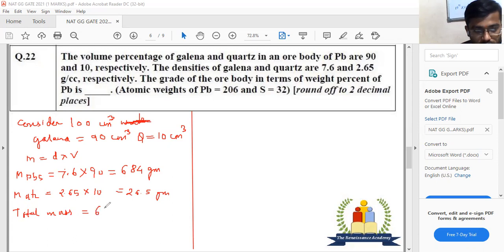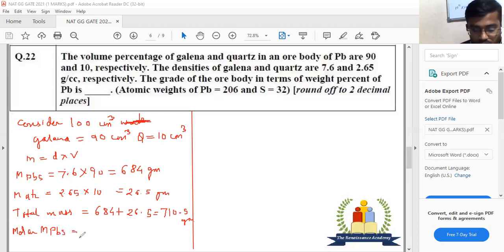Addition of these two, 684 plus 26.5. Okay. We'll get a total of 710.5 gram. This is your total mass. Okay. Now calculate the molar mass of PbS.